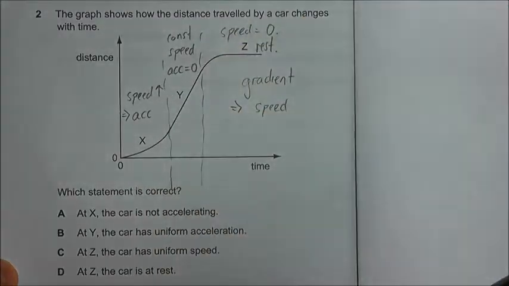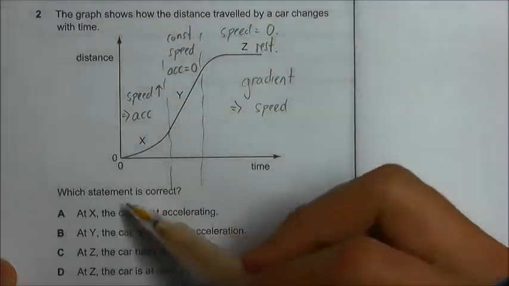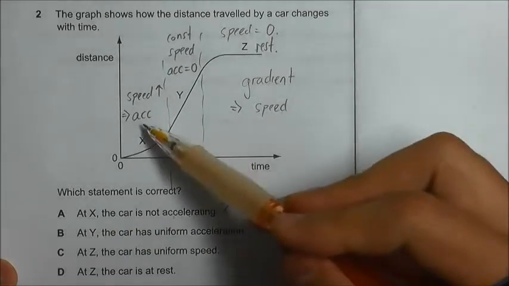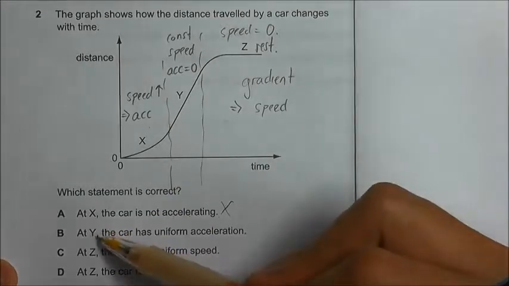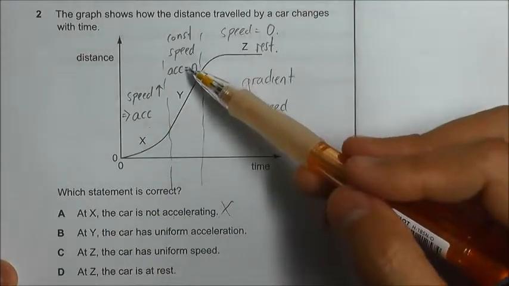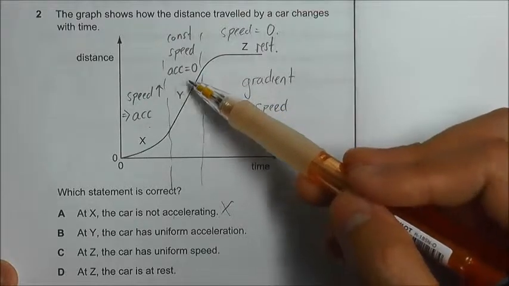Okay, now let's look at the options. Option A, at x, the car is not accelerating. Okay, this is wrong because the car is accelerating. B, at y, the car has uniform acceleration. This is not right because acceleration is 0. The car is not accelerating.